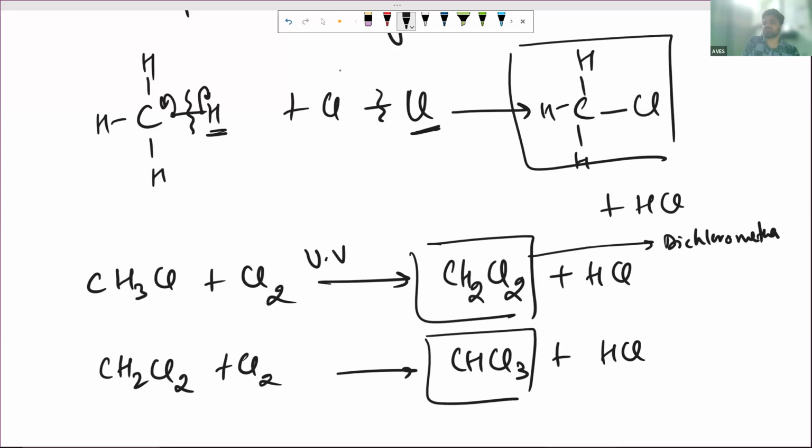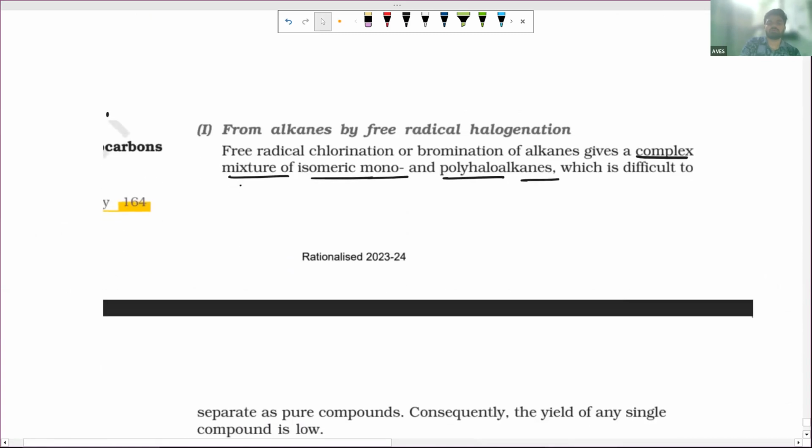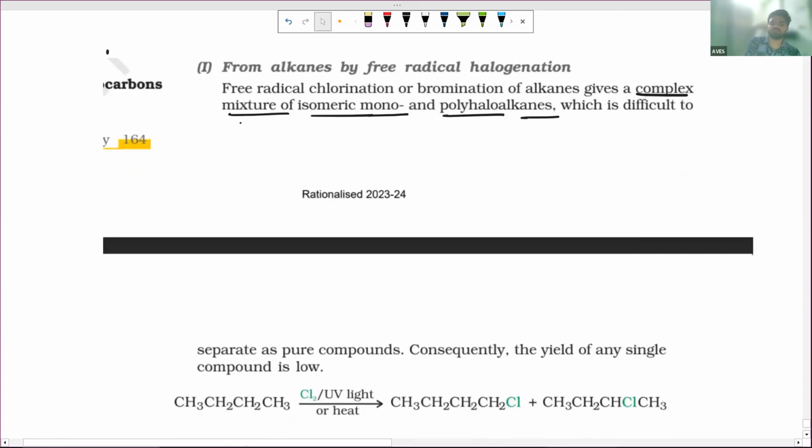Okay, so we can prepare dichloromethane by this one, but this mixture is going to have chloromethane also, trichloromethane also, and tetrachloromethane also. So it is very difficult to separate by this method. Okay, you understood what I'm saying? Yes. So please note it down. That is written here.